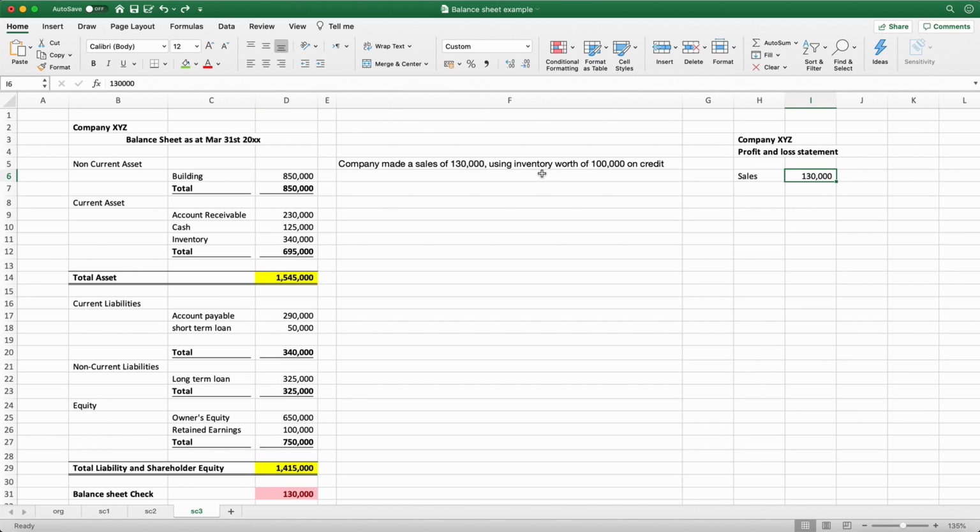Now let's start looking at our second section. The second section is between inventory and cost of sales. So for inventory worth 100,000, I reduce the inventory by 100,000. So I'll credit the inventory 100,000, and it's going to become 240. At the same time, I'll register cost of sales of 100,000.